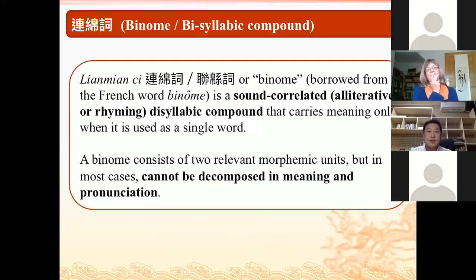In Chinese, we call it 连绵词, but in English, usually we translate as a binom, or basically it's a sound correlated disyllabic compound that carries meaning only when it's used as a single word. So that means the composition of these kind of terms are usually two syllables, two morphemes, and a binom consists of two relevant morphemic unions, but in most cases cannot be decomposed. That means cannot be separated in meaning and pronunciation.